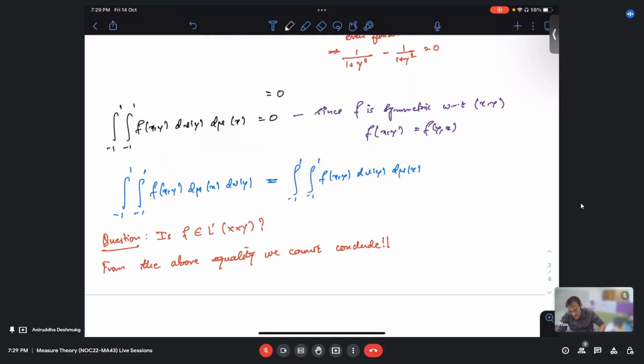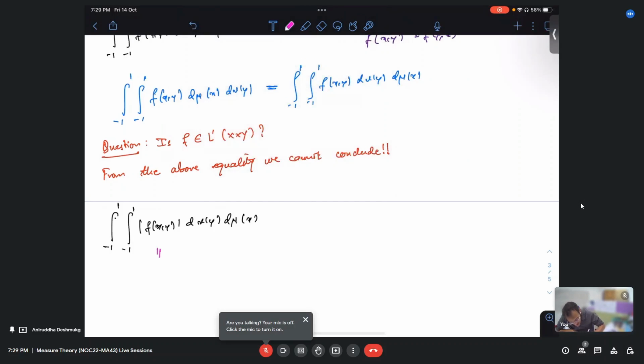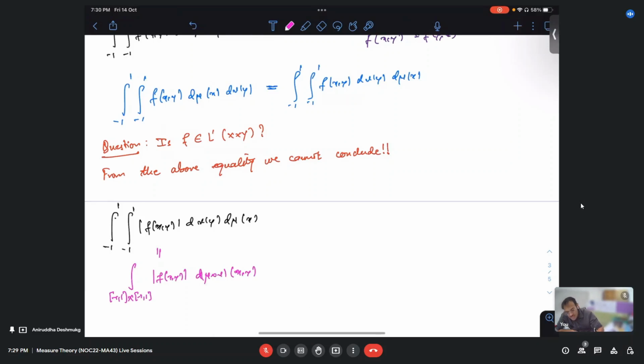So let us try to see whether we have this thing inside L1. To do this, let us look at the integral from minus 1 to 1 of mod of f of (x,y), d mu x, d mu y. Or maybe I want to do the other thing. It doesn't matter because it is symmetric, but still, d mu y, d mu x. So notice that since mod f is non-negative, this is equal to the integral over minus 1 to 1 cross minus 1 to 1 of mod f of (x,y), d mu cross mu (x,y). This I know is true.